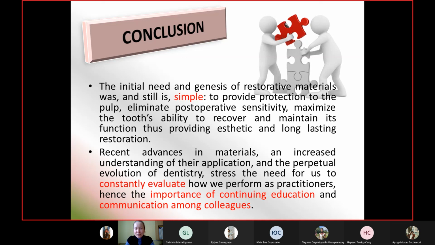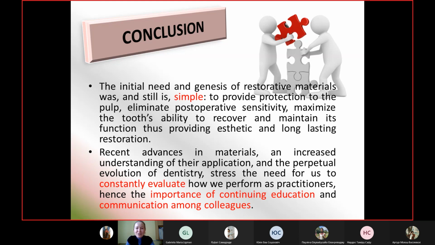Recent advances in materials and increased understanding of their application and the perpetual evolution of dentistry stress the need for us to constantly evaluate how we perform as practitioners. Hence, the importance of continuing education and communication among colleagues.